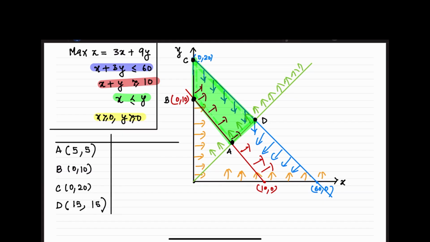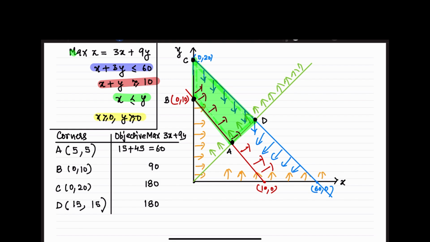Now we evaluate the objective. So these are the corners of our feasible region. The objective is max 3x plus 9y. So for the first objective, the answer is 15 plus 45, that is 60. For the next, the answer is 90. For the next, the answer is 180. And for the next, the answer is 45 plus 135. So this again sums to 180.